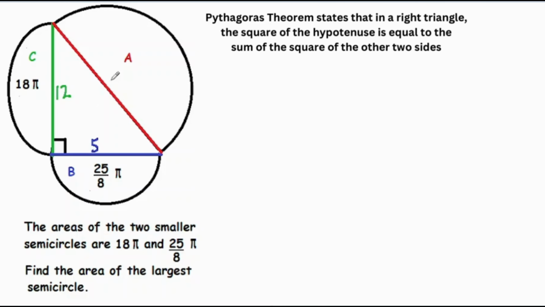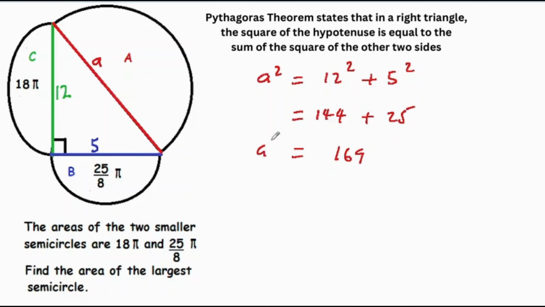Using Pythagoras theorem, I'm going to find the length of the red line. Let me label it as small letter A. Okay, so we have A squared is equals to 12 squared plus 5 squared. So this is 144, 12 times 12, 5 times 5 is 25. The addition of these two will give us 169. And to find A, that is going to be the square root of 169. And the square root of 169 is actually 13 centimeters. Alright, so the length of the red line is 13 centimeters.